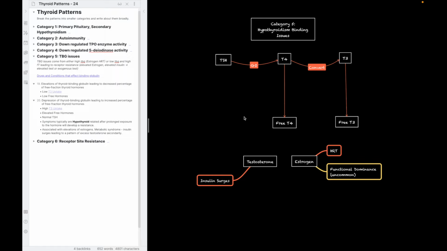So that pretty much covers this thyroid pattern.